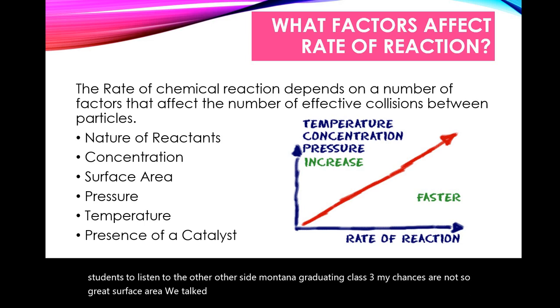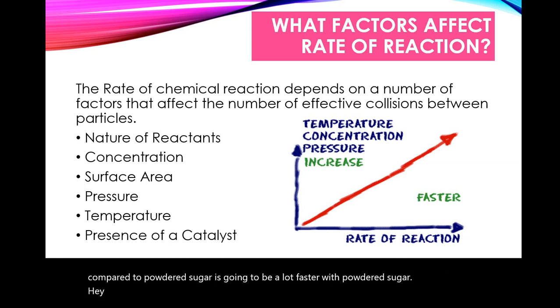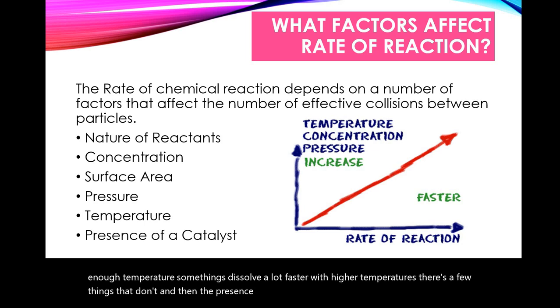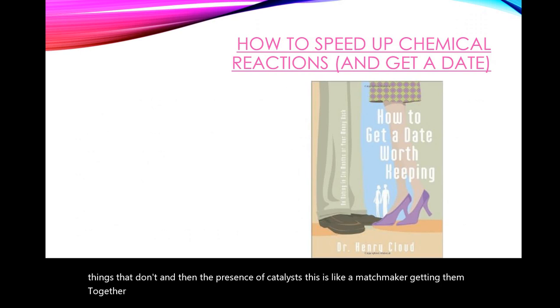If I try and make Kool-Aid with chunks of solid sugar compared to powdered sugar, it's going to be a lot faster with powdered sugar than it is with a chunk of sugar. Okay, pressure. This affects gases. So gases will be affected by whether I'm putting pressure on or not. Temperature. Some things dissolve a lot faster with higher temperatures. There's a few things that don't. And then the presence of a catalyst. This is like a matchmaker, getting them together. So, how to speed up and get a date. Let's see if we can get this started.